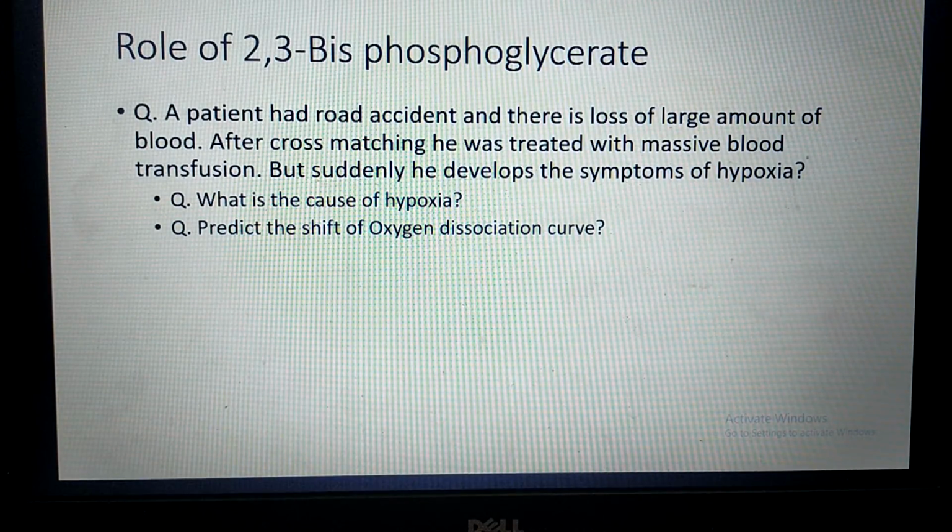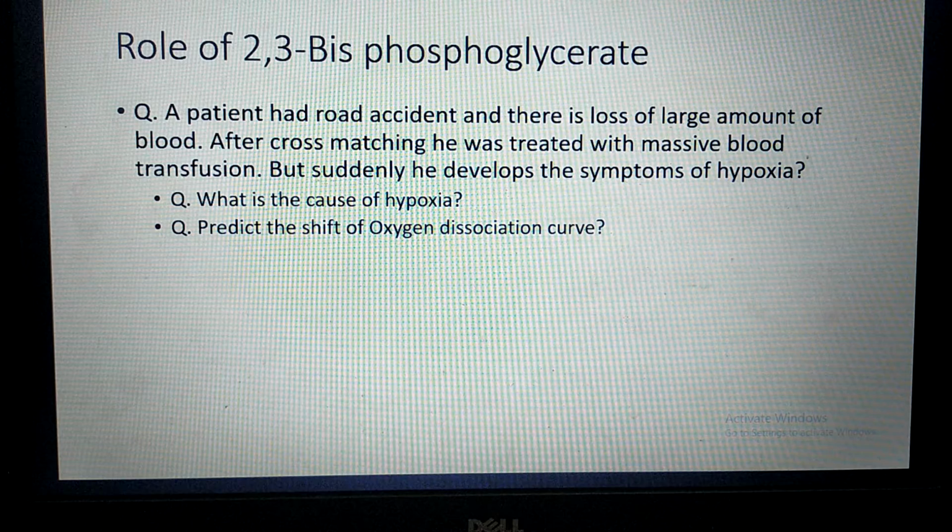Now, a patient had a road accident and there is loss of a large amount of blood. After cross matching, he was treated with massive blood transfusion, but suddenly he develops symptoms of hypoxia. The question is, what is the cause of hypoxia? Predict the oxygen dissociation curve shift.